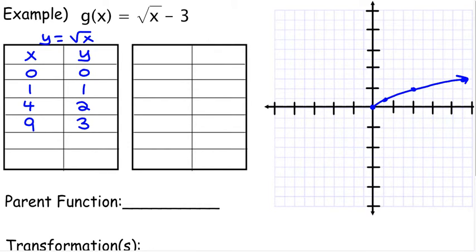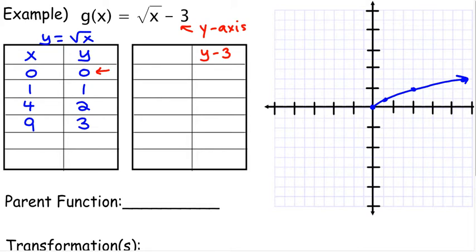All right, now we have to figure out what our transformation is. If you notice that this minus 3 is outside the function, so it's going to affect the vertical axis, the y-axis. So what we're going to do is take all of our original parent function y values and subtract 3 from it.